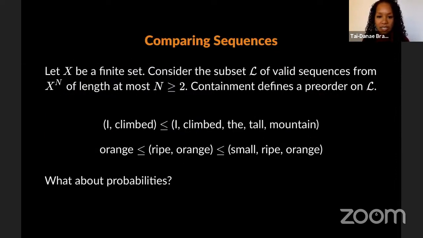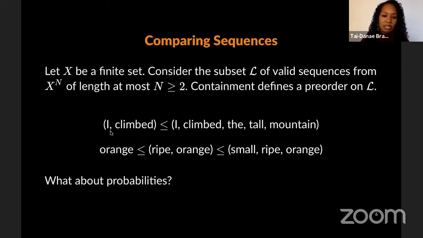So comparing sequences, what's the mathematical way to express this intuitive idea? Let's start with a finite set. Think of X, this finite set, as the set of your atomic symbols in your language. For this talk, we can just think about X as the set of all English words, for instance. And what we want to do is to consider the subset of all valid sequences of length at most n. So pick some maximal length, and now think of all valid sequences in English up to that maximal length, and we can compare them in exactly the way I just described.